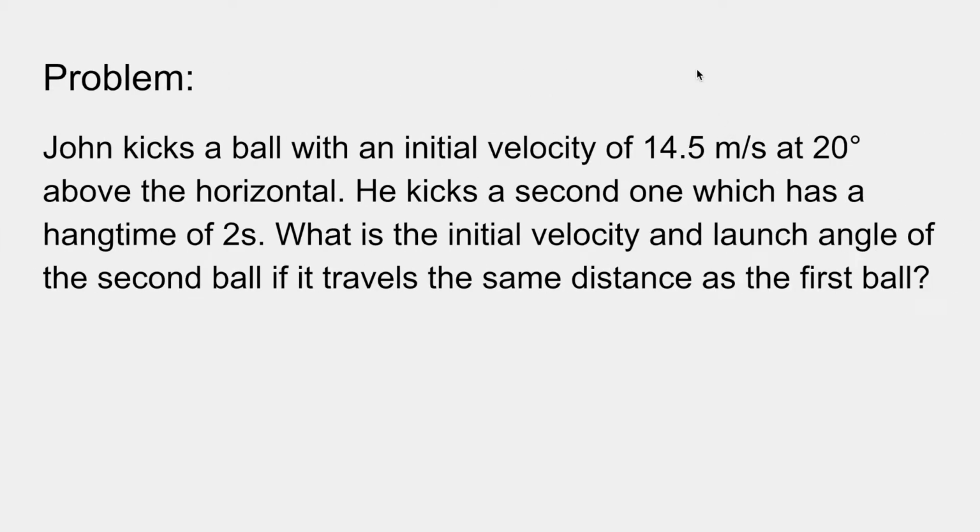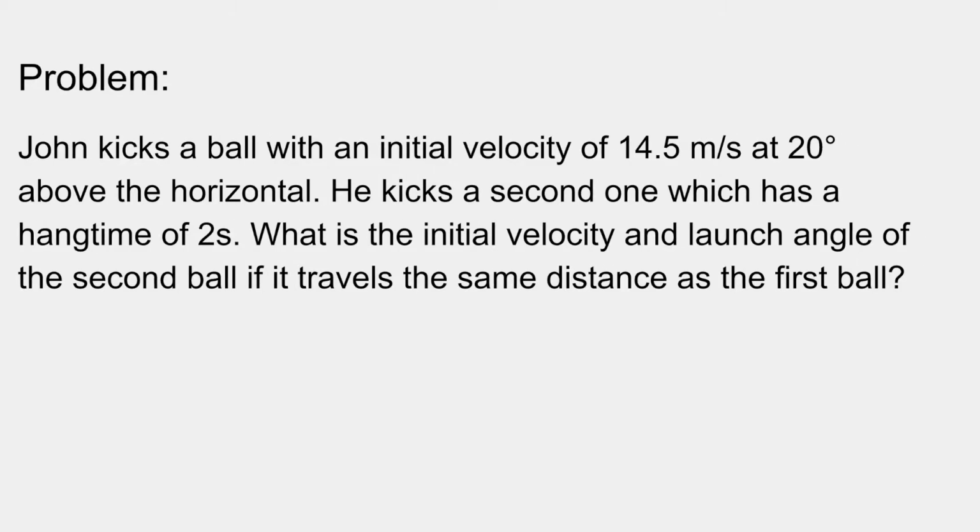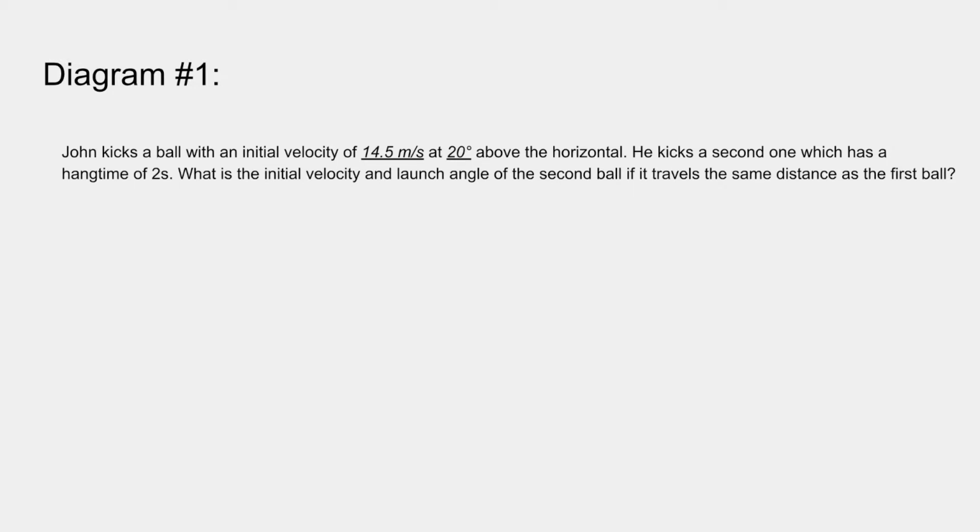So the problem we're given is that John kicks a ball with an initial velocity of 14.5 meters per second at 20 degrees above the horizontal. He kicks his second one, which has a hang time of 2 seconds. What is the initial velocity and launch angle of the second ball if it travels the same distance as the first ball?